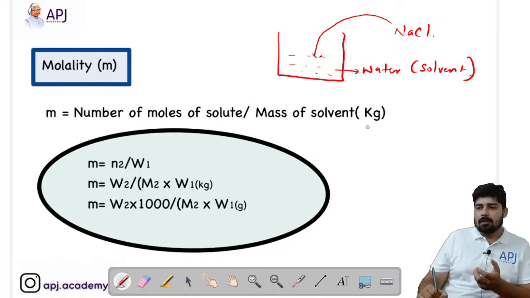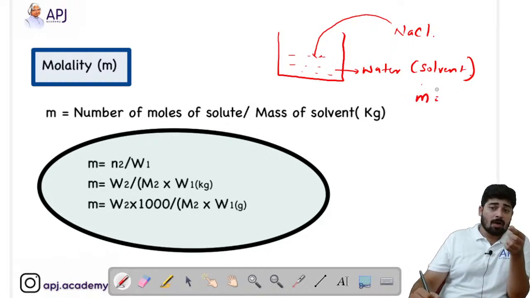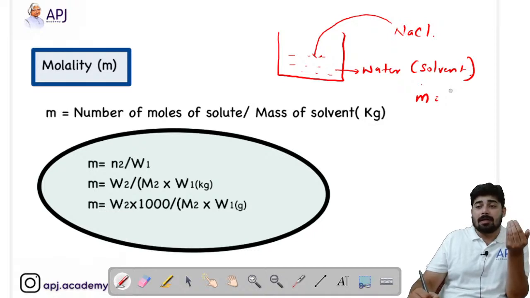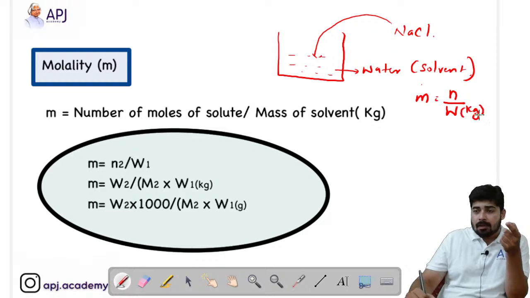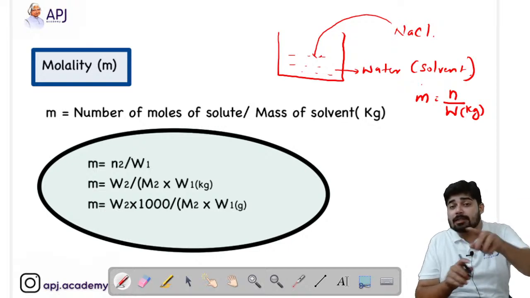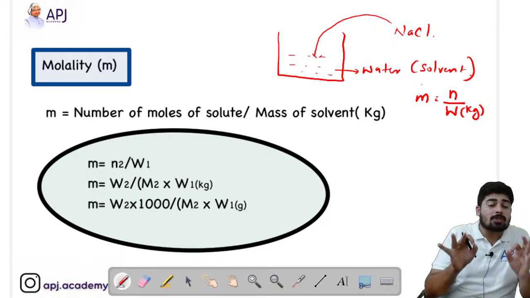It is simple. Molarity we represent by capital M and molality we represent by small m. So molality is equal to the number of moles of solute divided by the mass of solvent in kilogram. It is not the volume of solution, and it is not the mass of solution. Clearly understand this point. It is the mass of solvent.